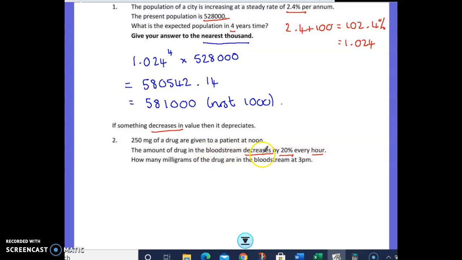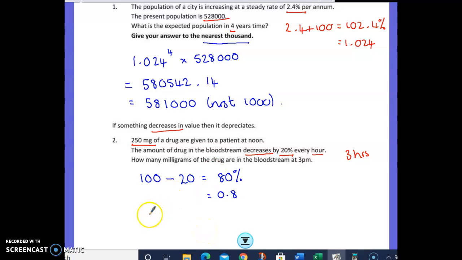We're there from 12 till 3, so it's 3 hours. And we started with 250 milligrams of the drug. Because this is a depreciation, we still start with 100%, but instead of it increasing, it decreases. So instead of adding it on, I take it away. So 100 take away 20 is 80%. 80% as a decimal is 0.8.